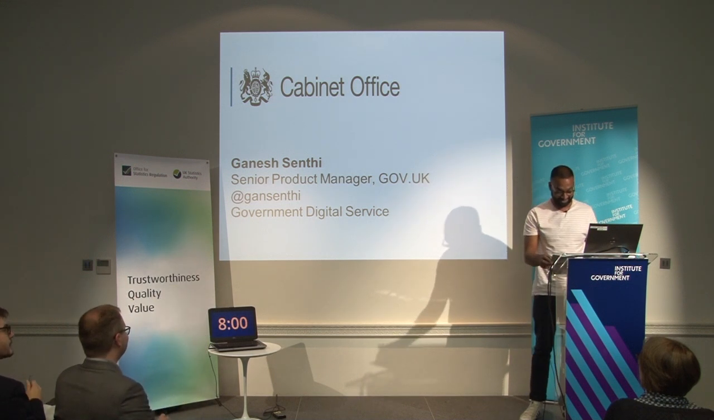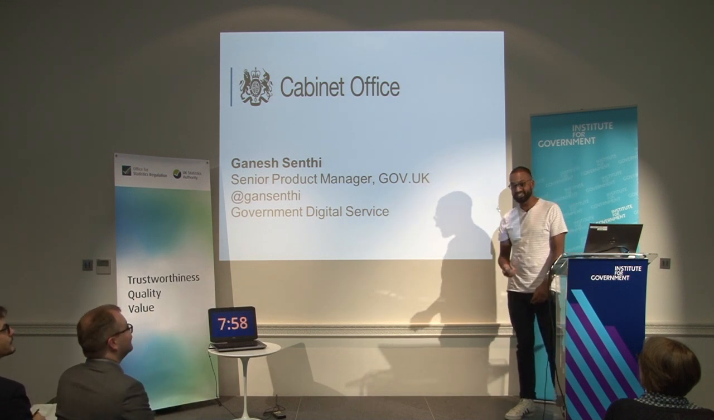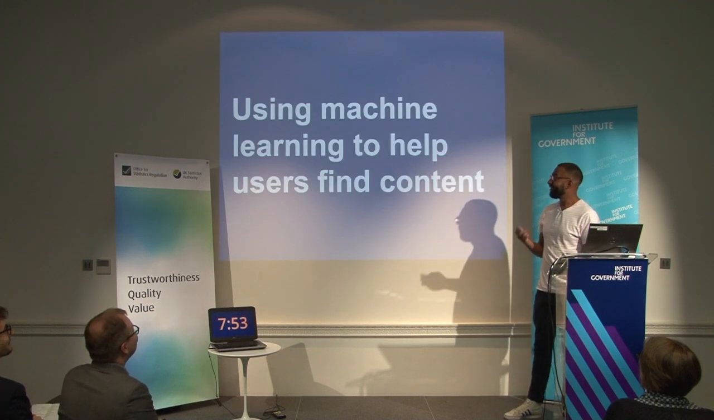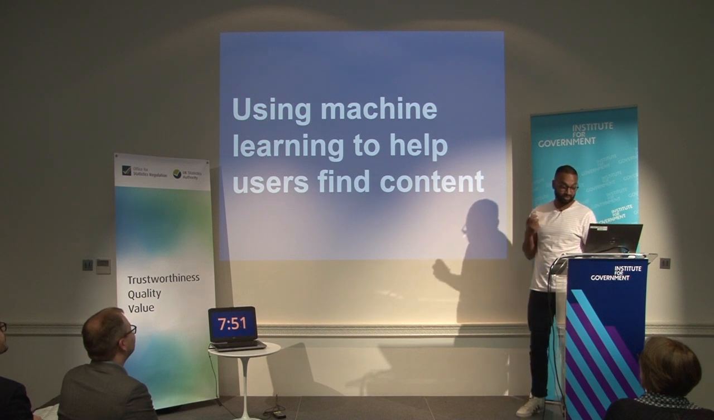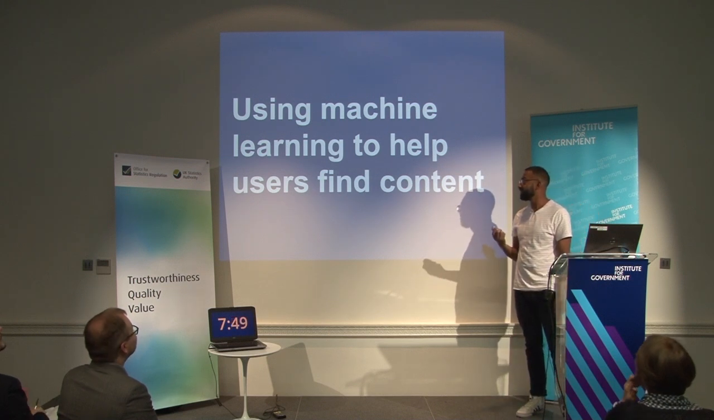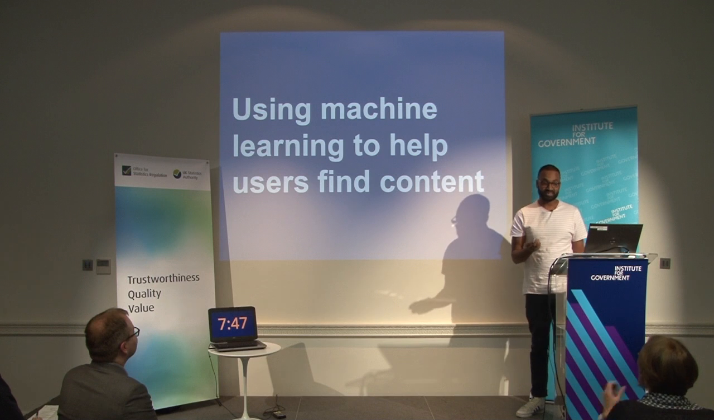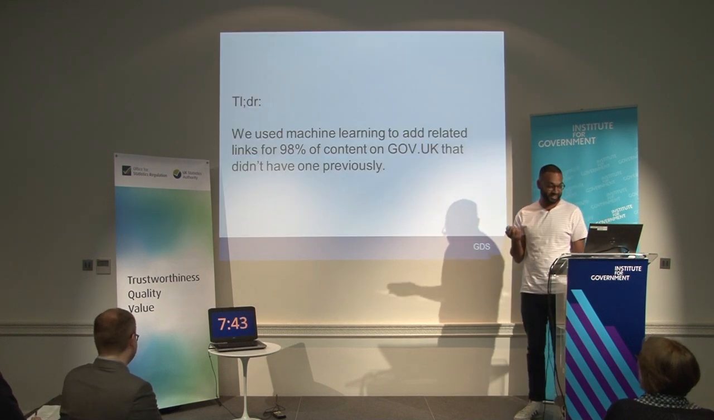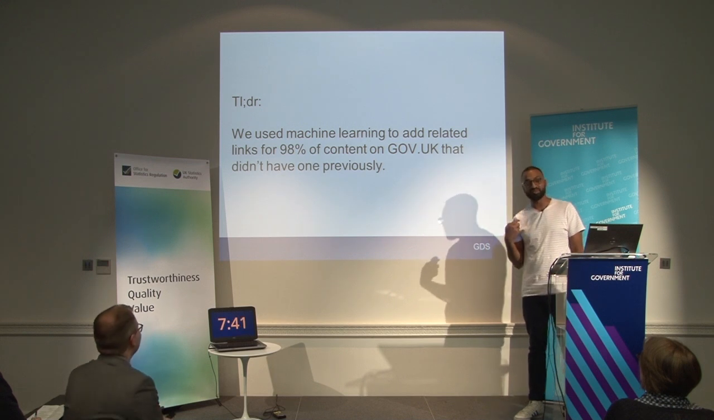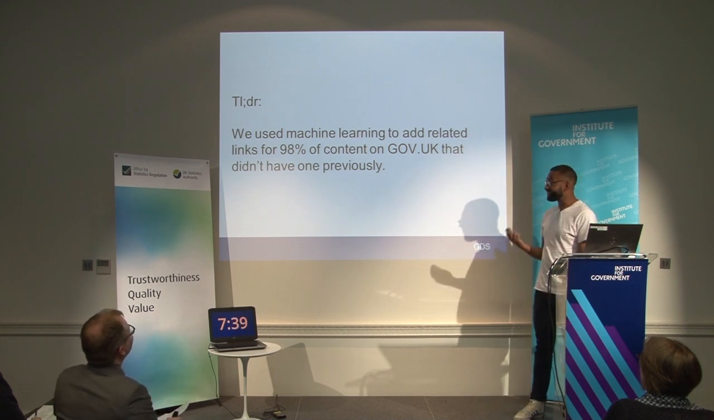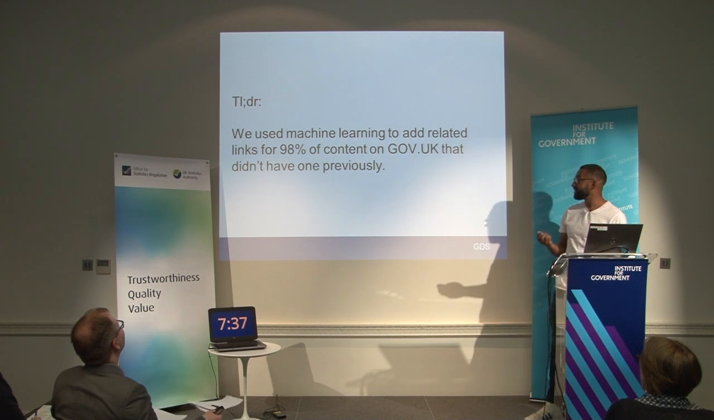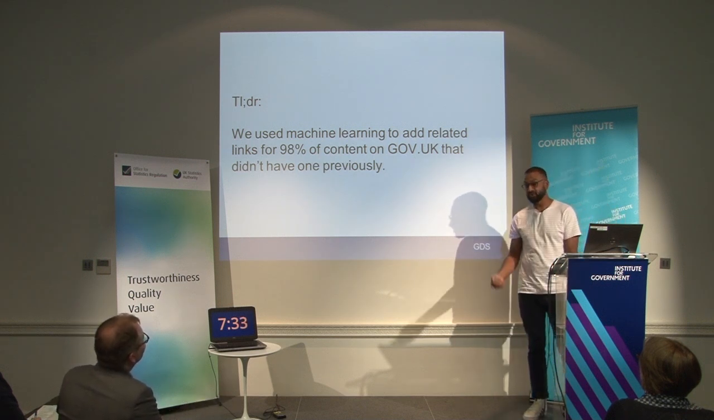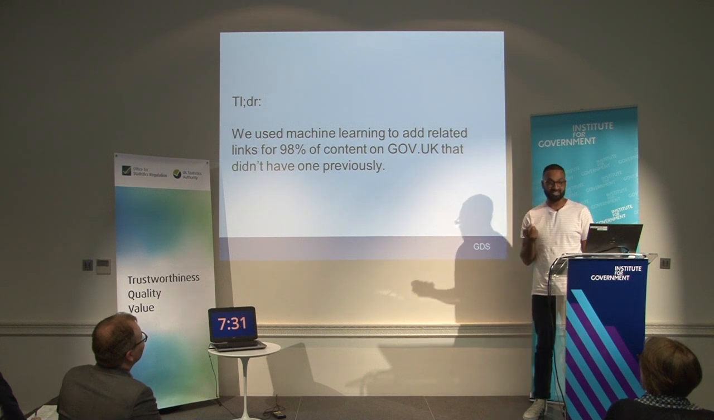Hello, everyone. This is my first live talk, so bear with me. I'm going to talk about how we use machine learning to help users find content. The too long didn't read version of this is that we use machine learning to add related links for 98% of content on GovUK that didn't have one previously. Essentially, we built a recommendation engine for content.